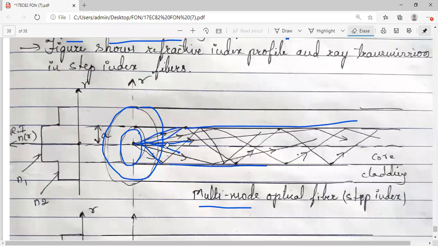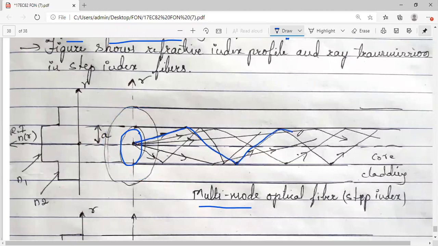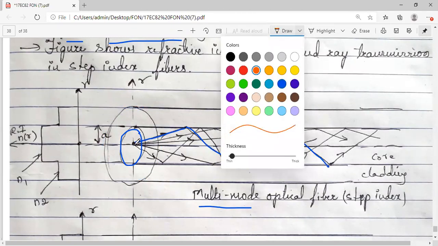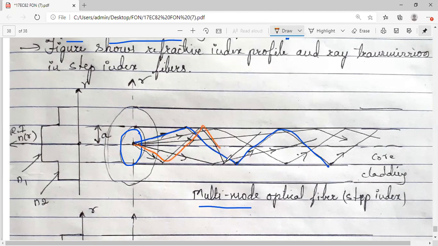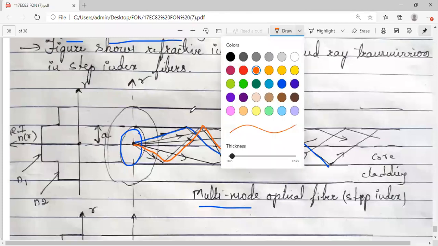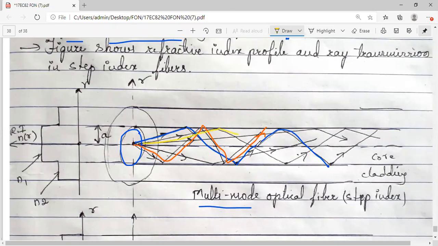Let me take them one by one very quickly. This is your first total internal reflection. One mode is being propagated. Then this is one more mode being propagated. Like this, it will continue. Then going for the third, this is one more which is being propagated. So in this way, this optical fiber allows many modes to propagate inside the fiber. That's why it is called multi-mode.